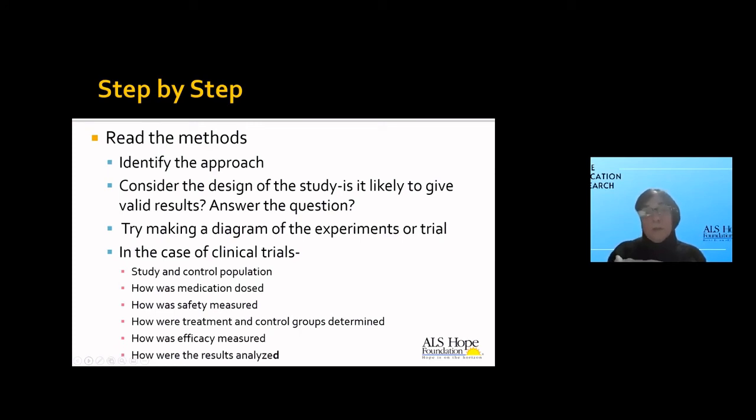And what I think many of you are going to be most interested in are clinical trials. So what you want to do when you look at that method section is, how did they design the study and control population? And our paper is going to give you some clues, and you'll see that it isn't so difficult. How was the medication dosed? How did they judge safety? How were the treatment and control groups determined? How was efficacy measured? And thanks to Eric, you'll now know how the results were analyzed, right? Everybody knows a p-value by now, right? But you can see, did it seem to be a good analysis, a valid way to look at the results?